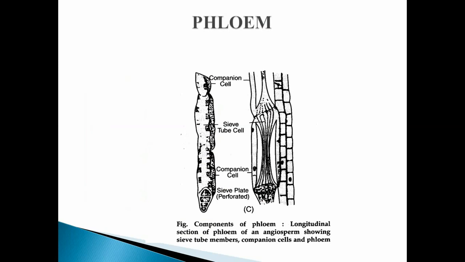Sieve tubes are made up of elongated cells. They are placed end to end and form a long tube through which food can pass. The manufactured food can pass from leaves to various parts of the plant. Companion cells are closely placed with sieve tube cells and they help in the function of the sieve tube cells. Phloem parenchyma is concerned with storage of food materials. Phloem fiber provides mechanical support to the plant.